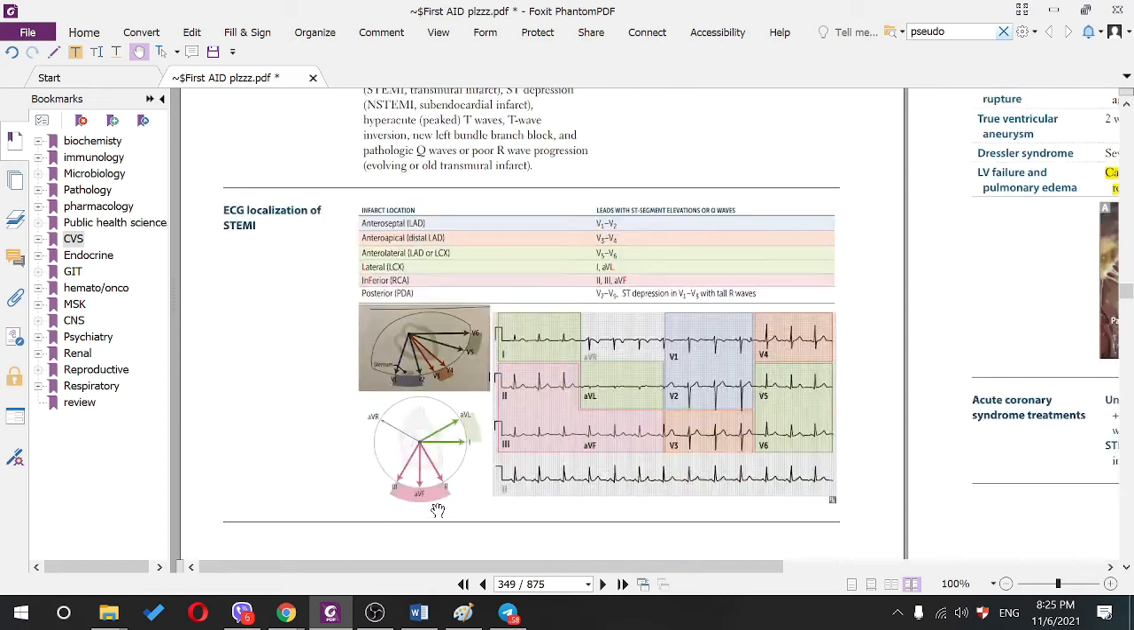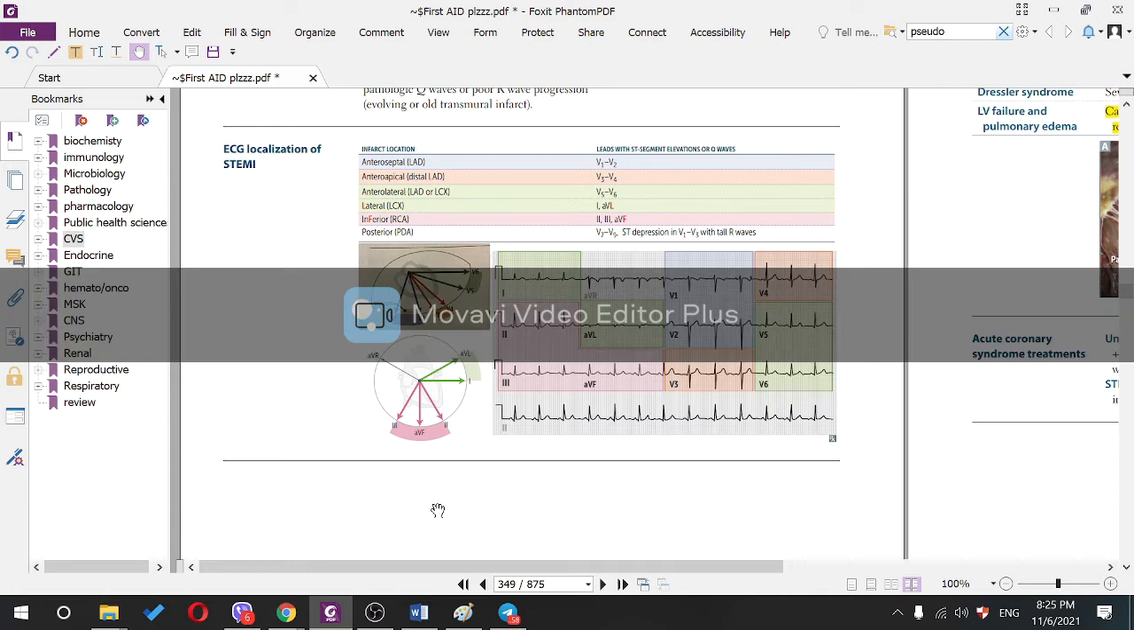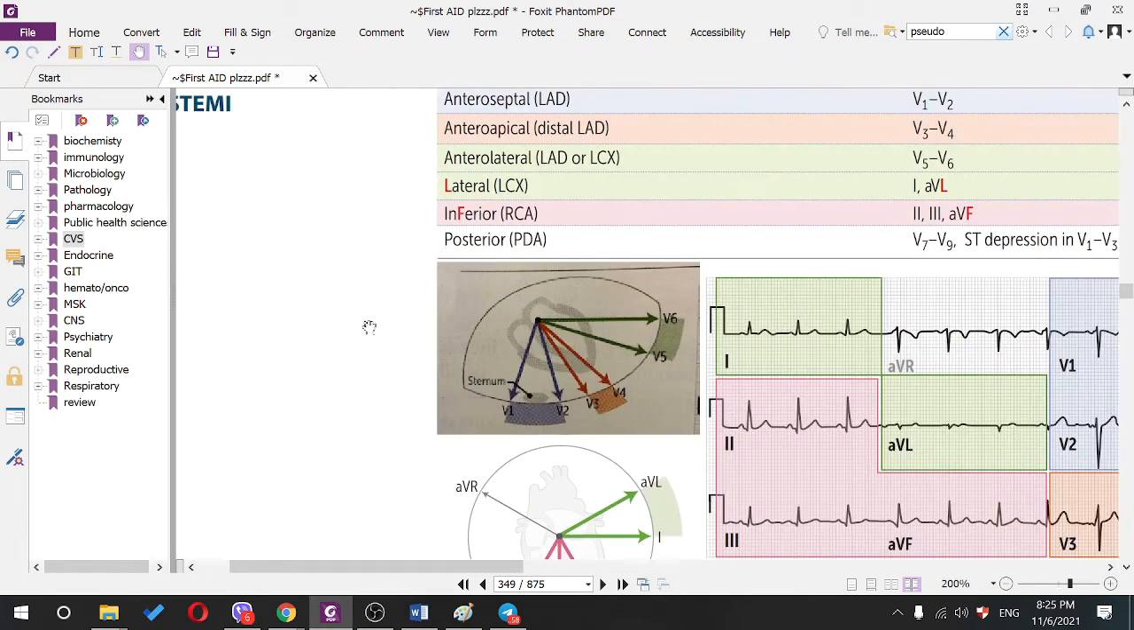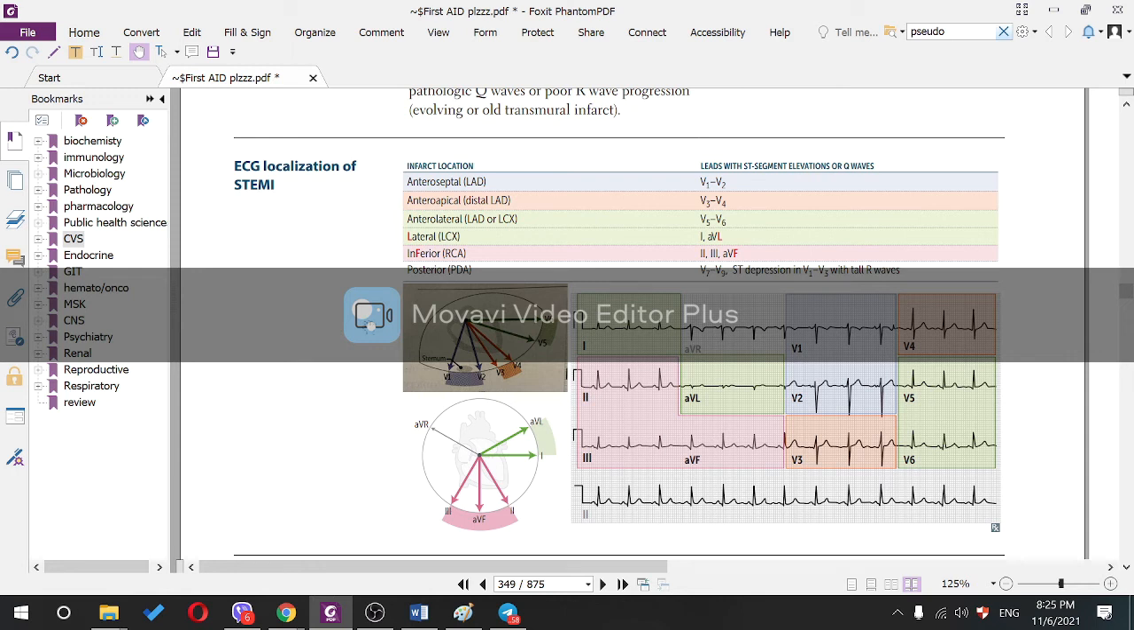Okay, now the localization of an MI. This is a super important topic, really, really important. So let me take a moment on this because this is a super important topic. You know, guys, how many bipolar leads do we have? Yes, we have 3 bipolar leads. Bipolar means that each lead has 2 poles inside of it.